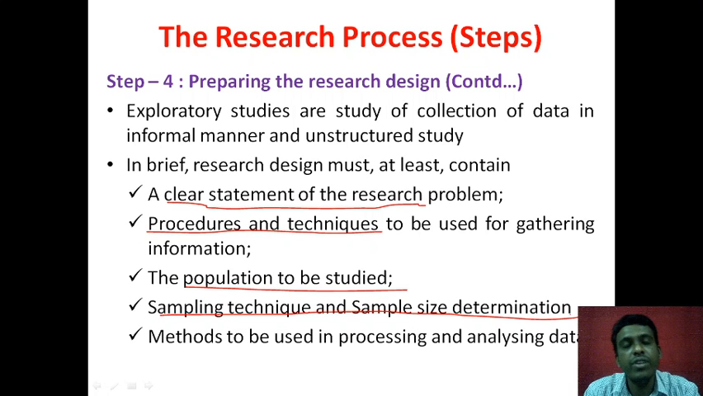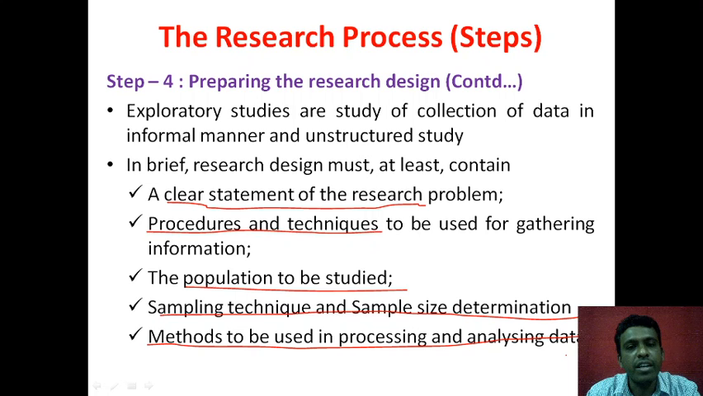It also decides whether you are going to go for enumeration of the entire population, that is census, or you are going to draw a sample out of it. So it all depends upon what type of design you are going to follow, and all these things have to be included in your research design so that a plan can be prepared. Along with that, we should also take care about the methods to be used in processing and analysis of data. We are discussing these methods in our coming videos. So all these things should be contained in a research design.